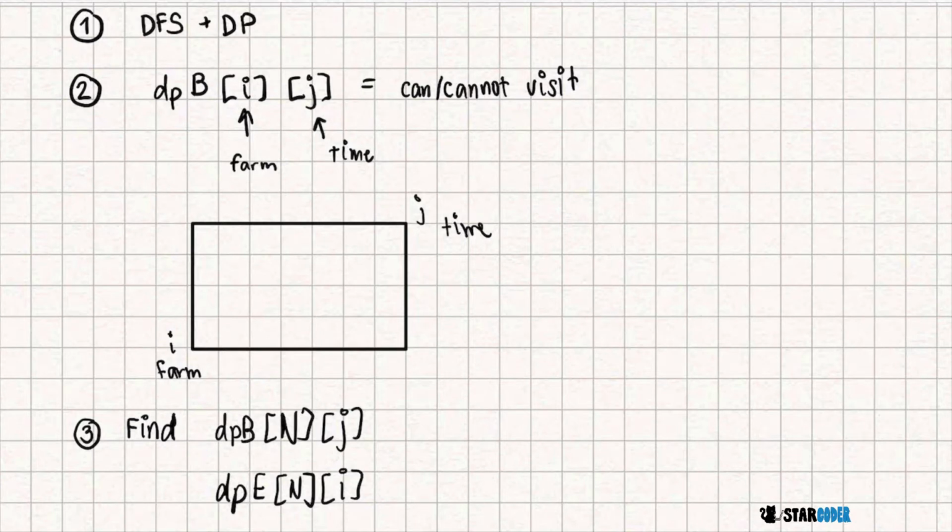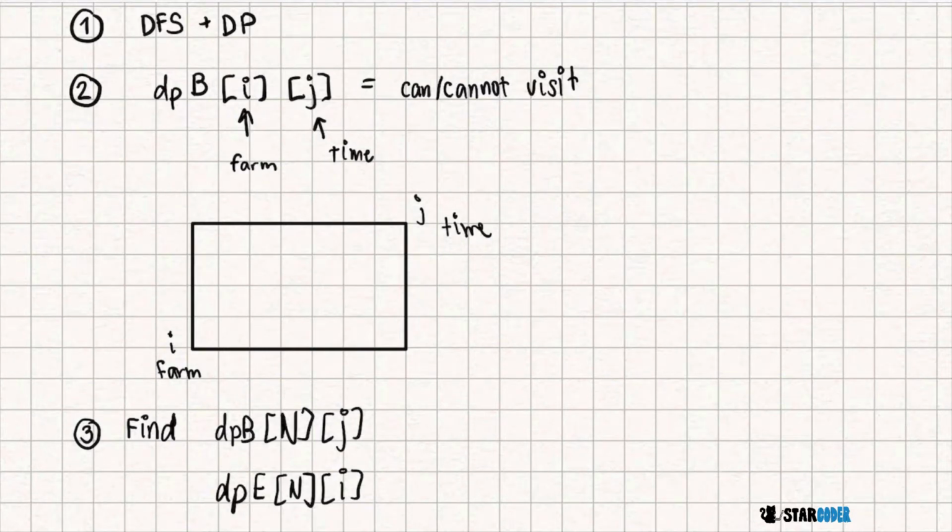For the Bessie DP, I is going to be the current farm we are on, so I goes from 1 to N. And J is going to be the current time, the current amount of time that it's taken. We're going to take almost a knapsack sort of idea, and instead of using value, we're going to use time. So time is going to be from 1 all the way up to the maximum time.